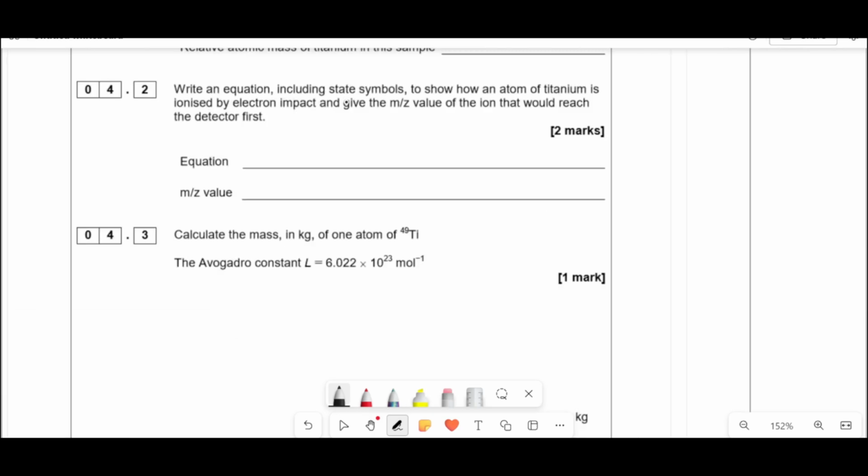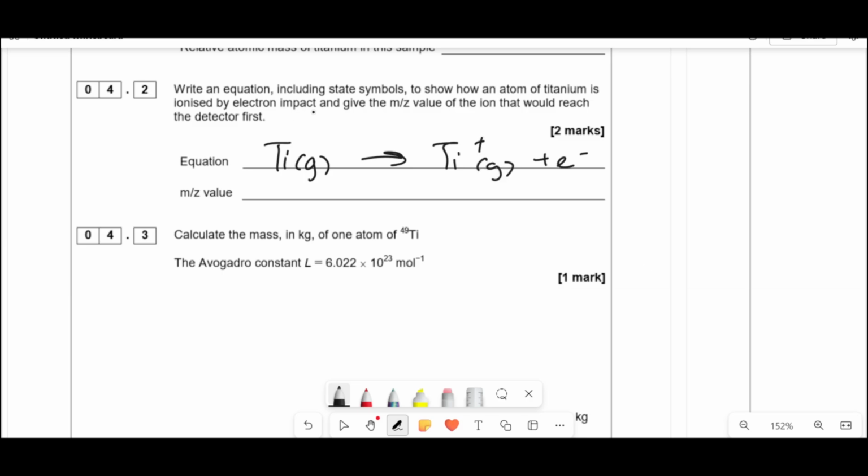Now it says write an equation including state symbols to show how an atom of titanium is ionized by electron impact and give the m/z value of the ion that would reach the detector first. So when you're doing electron impact, you're knocking off an electron from this. So we've got titanium and it's going to be gaseous. And then what you end up with is it's lost an electron, and so it's going to be Ti plus gaseous.